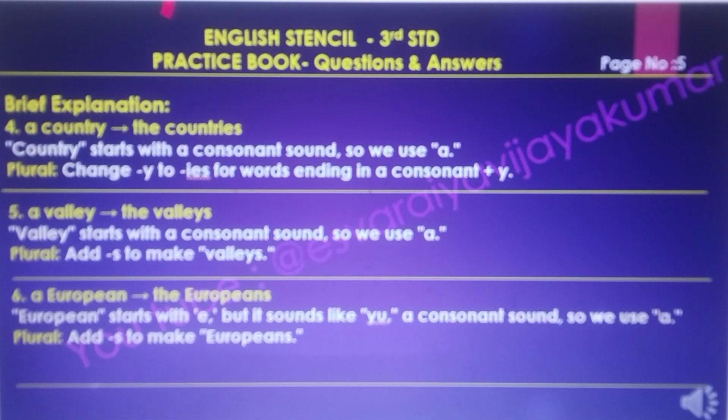Question number 4. A country, the countries. Country starts with a consonant sound, so we use a. Plural, change y to ies for words ending in a consonant plus y. Question number 5. A valley, the valleys. Valley starts with a consonant sound, so we use a. Plural, add s to make valleys.